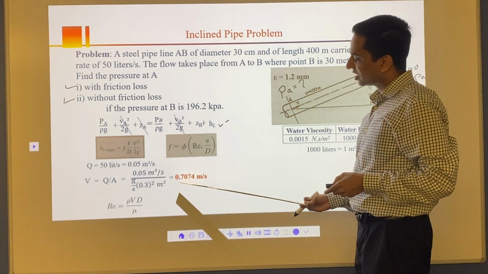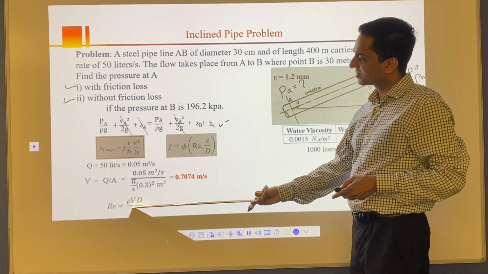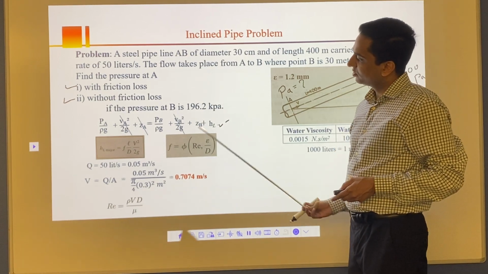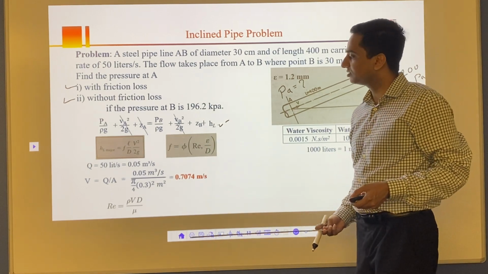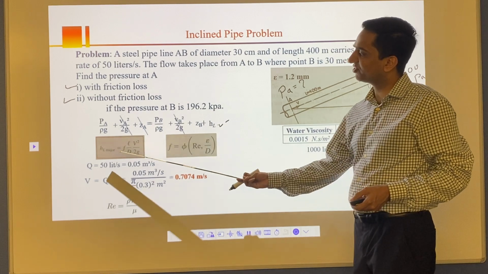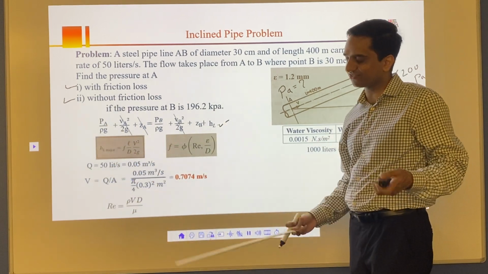Once you have this velocity, you can calculate Reynolds number. Once you have Reynolds number, you have to calculate epsilon by D, and then you can use the Moody chart to get your friction factor. You get that friction factor here, you can calculate HL measure, you can get that HL measure here, you can calculate PA. That's the problem.